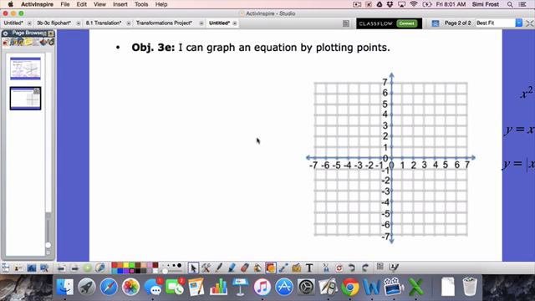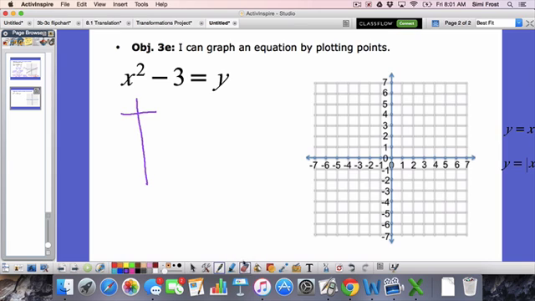Okay, now let's take a look at objective 3E. I can graph an equation by plotting points. And so we're going to look at some equations that are not linear, so they don't make a line. The graph is going to look different. So for now, how we're going to plot this is we're just going to pick some points to figure out what this looks like. And we know that the x and y that are on this graph have to be a solution to this.